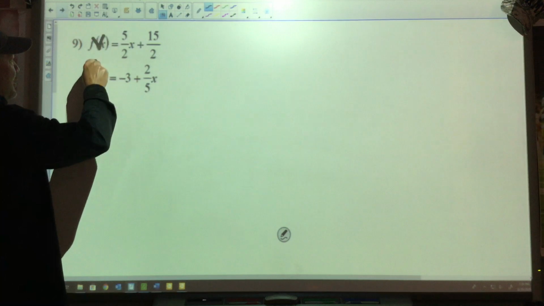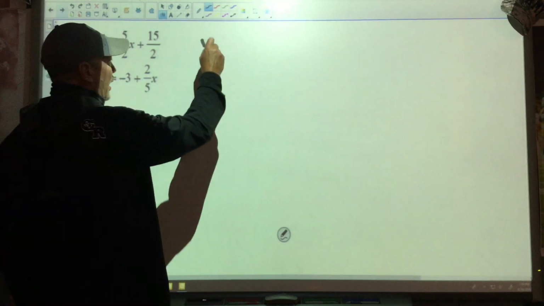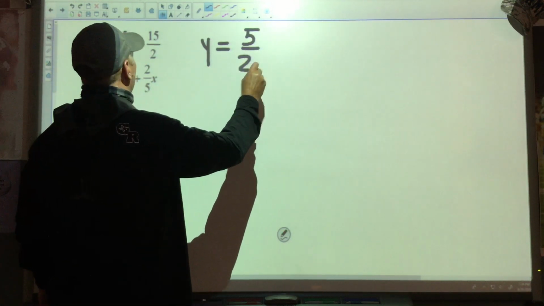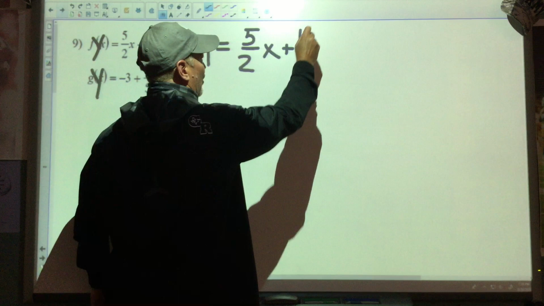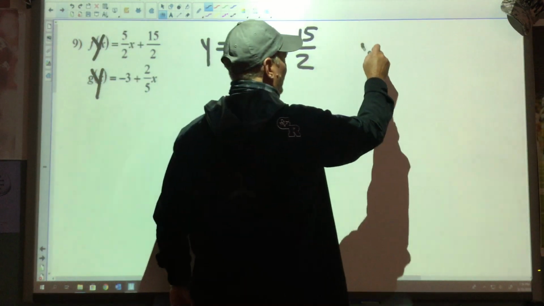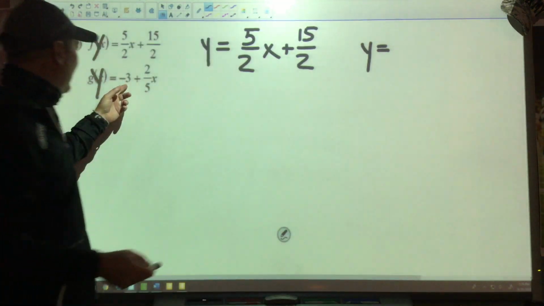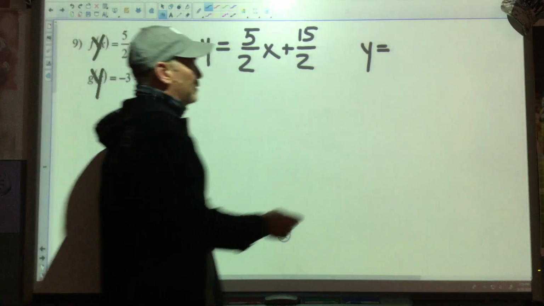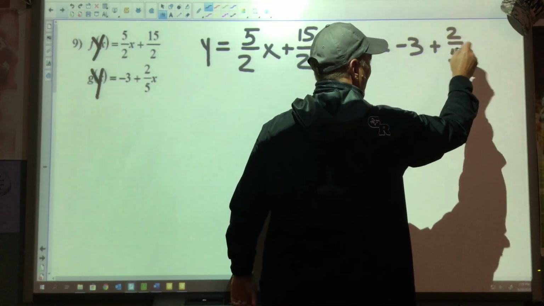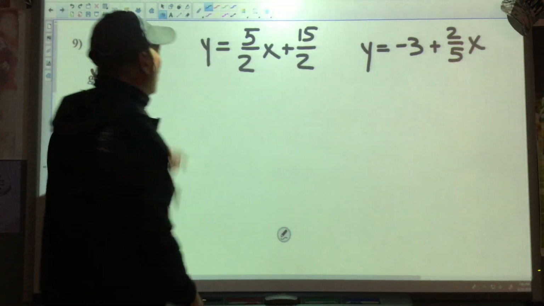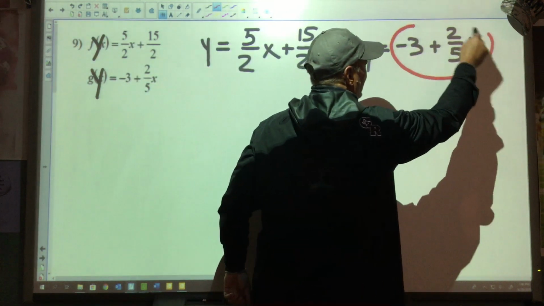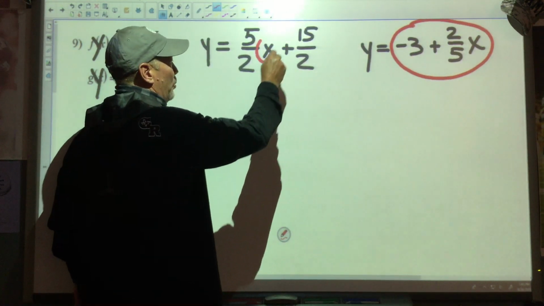Put our y's here. We're going to say that y equals 5 over 2x plus 15 over 2. Y equals negative 3 plus 2 over 5x. What did we ask ourselves to do? We said we were going to take this piece and we're going to ask you to put it right here.